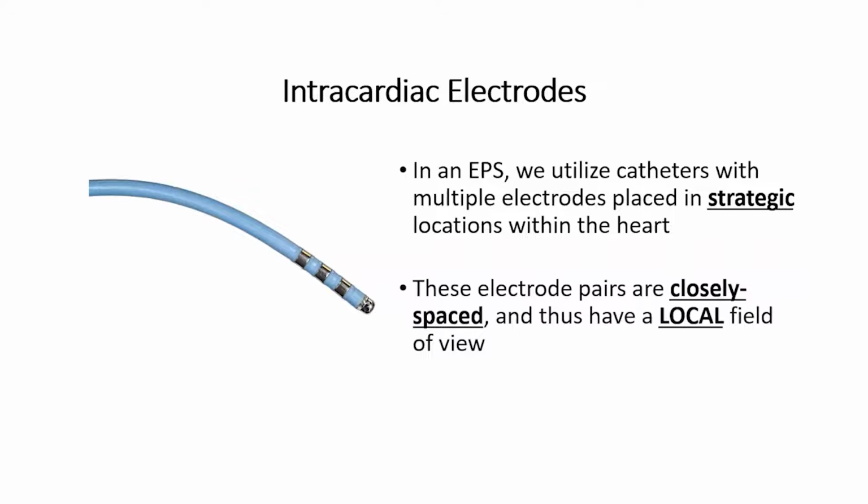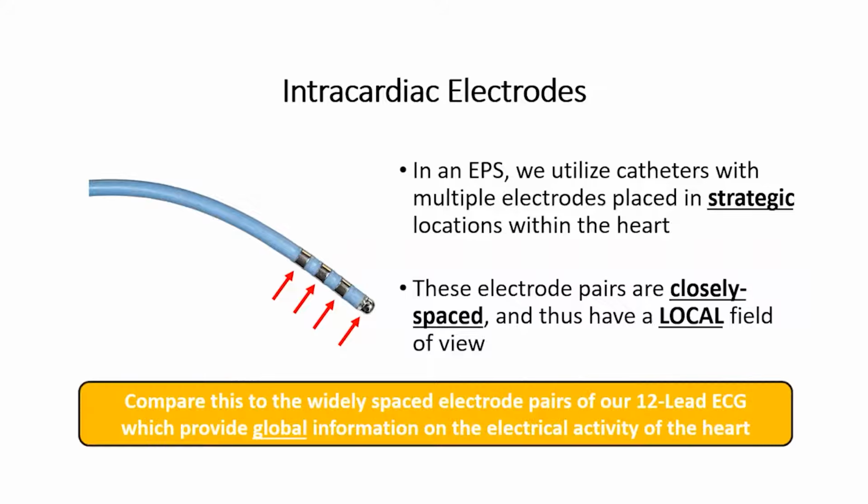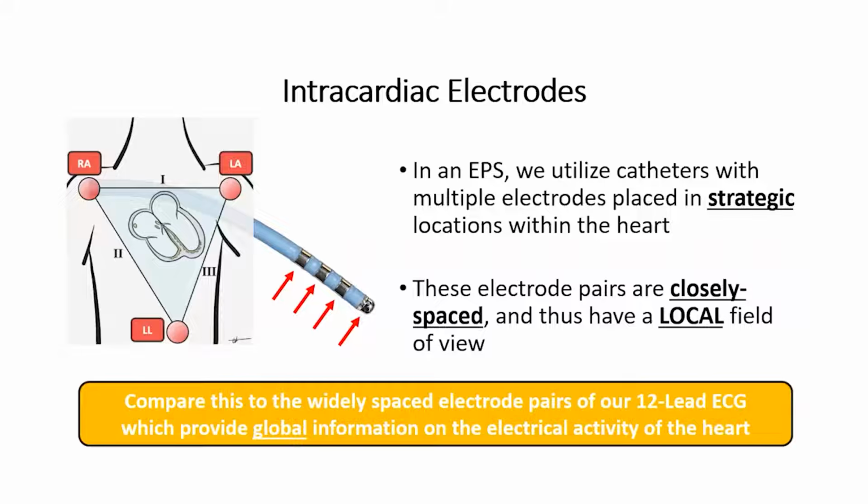These electrode pairs are closely spaced and thus have a local field of view. Rather than being from shoulder to shoulder width apart, these are only millimeters apart. Compare this to the widely spaced electrode pairs of our 12-lead ECG, which provide global information. Now we can see how intracardiac electrodes provide very specific and local information.